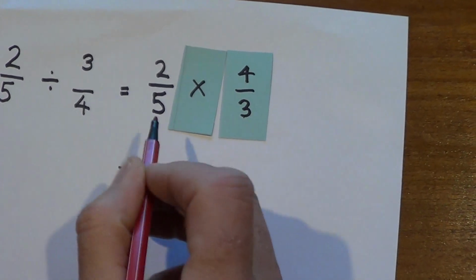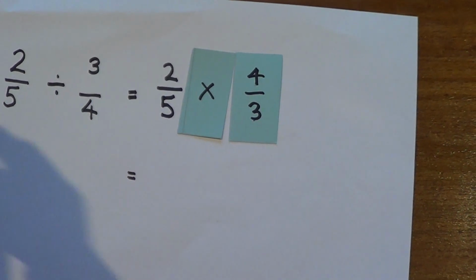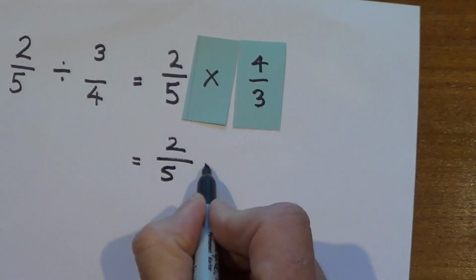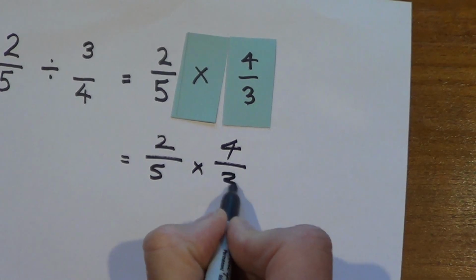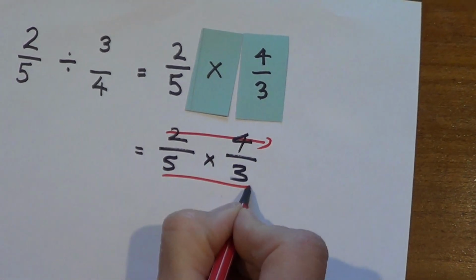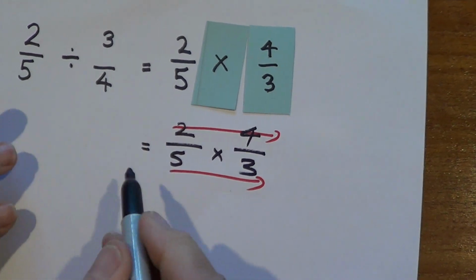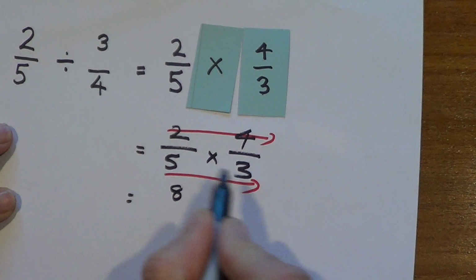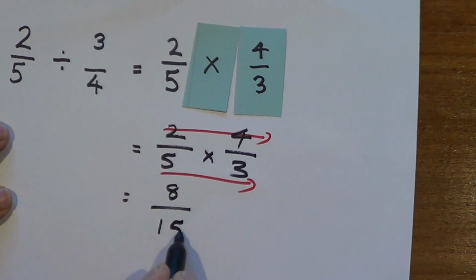So basically, I'll rewrite the question now down here so you can see the working. It's 2 over 5 times 4 over 3. We're going to train track it, so here are the train tracks, here and here. Then 2 4s are 8, 5 3s are 15, and we're done.